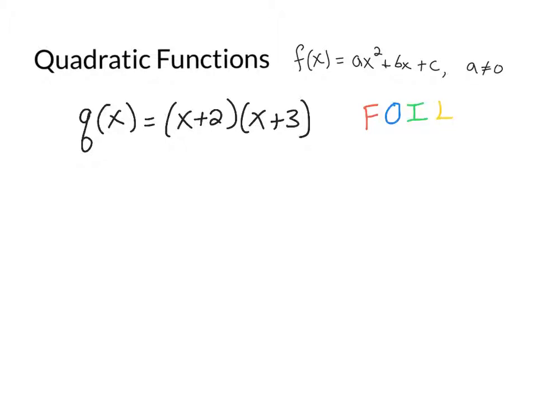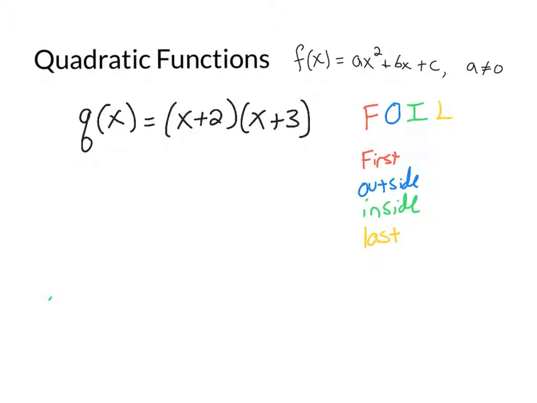So I suspect that there's a lot of you out there that are very familiar with this. FOIL, it's an acronym, and it stands for first, outside, inside, and last. So first, outside, inside, last. And what this is telling us is how do I multiply the different terms together.